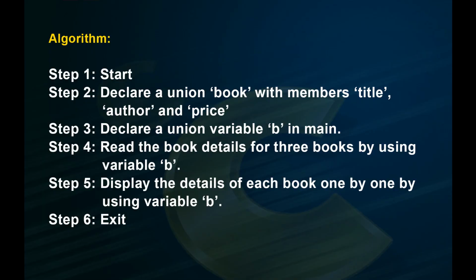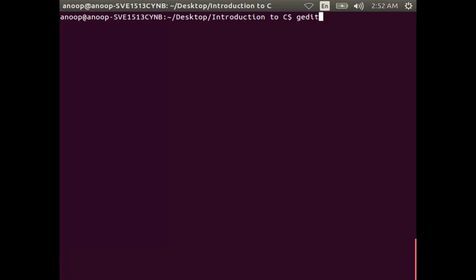Step 1, start. Step 2, declare a union book with members title, author and price. Step 3, declare a union variable B in main. Step 4, read the book details for 3 books by using variable B. Step 5, display the details of each book one by one by using variable B. Step 6, exit. Now, you can enter the program.